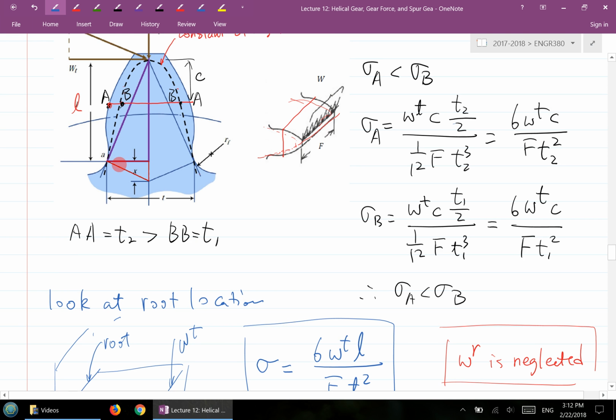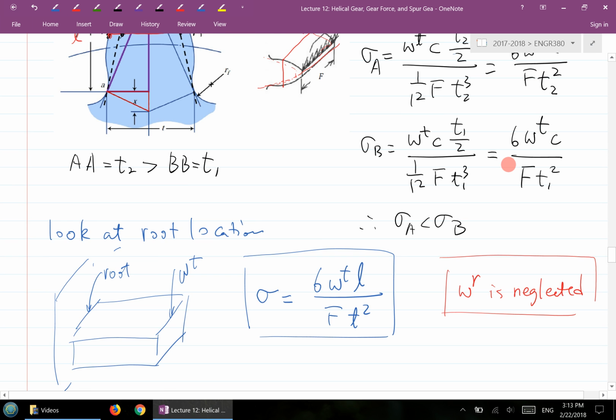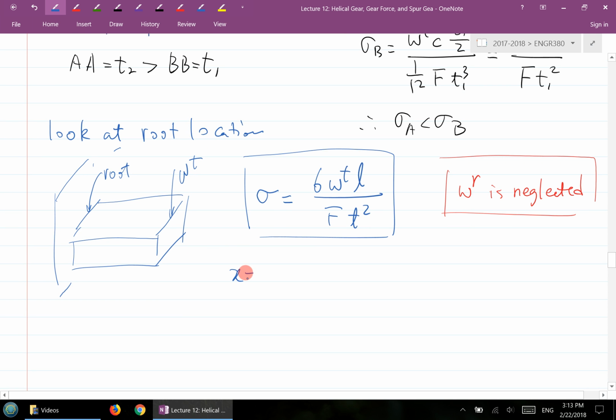It's very simple. You have your parabola tangent to the root location, then create a perpendicular line here, and that line intersects the center line here, and then draw another horizontal. So this is your x distance. Using similarity of triangles, you can show that x is related to t and l like this.